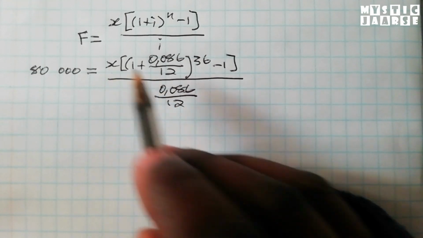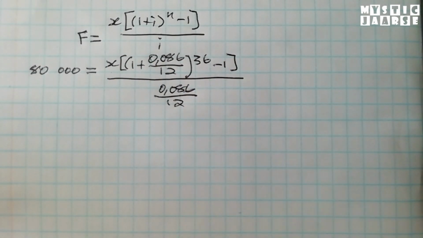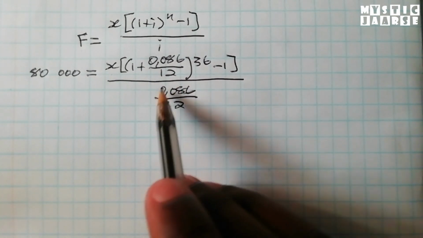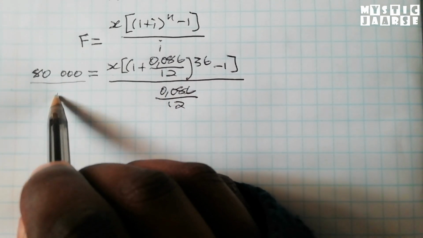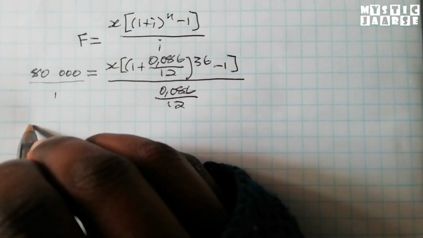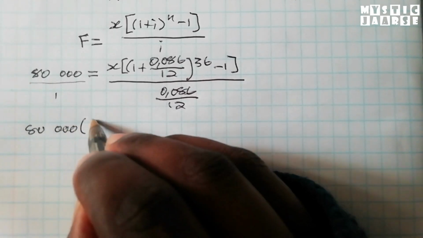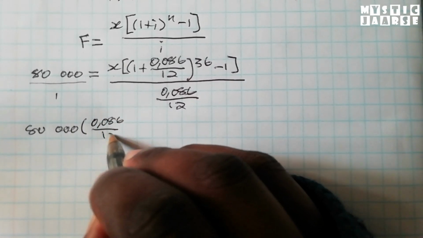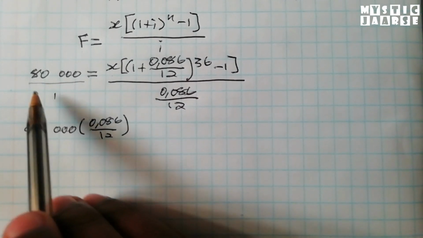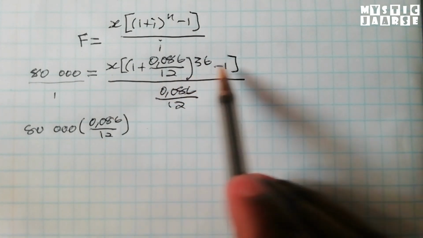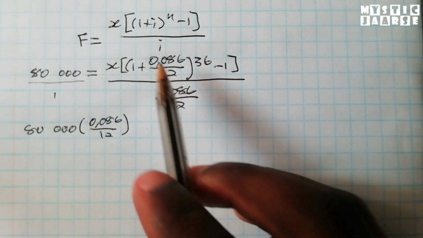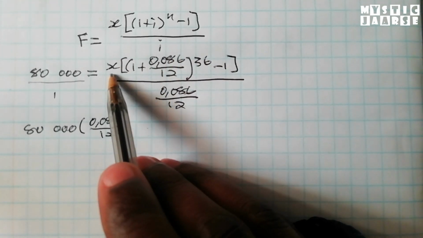Now this is where things get mathematically tricky. We are solving for x and x is multiplied by this, all divided by this. So what I do is I'm going to multiply this number by this denominator because we have 80,000 rands divided by 1. When we cross multiply, 80,000 rands will multiply with this number. So we have 80,000 rands into 0.086 divided by 12. Now after we cross multiply, we will be having 80,000 rands multiplied by this is equal to x multiplied by this. Now in order for us to solve for x, we need to divide both sides by this whole thing in order to isolate x, right?